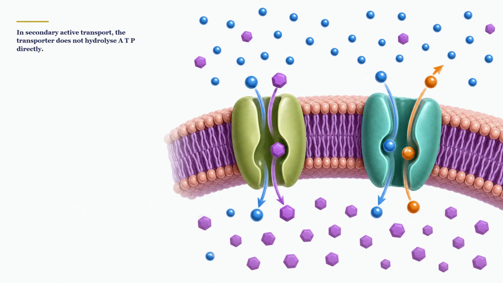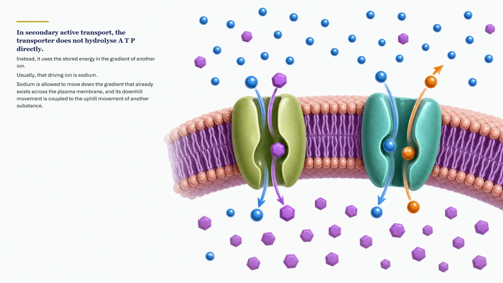In secondary active transport, the transporter does not hydrolyze ATP directly. Instead, it uses the stored energy in the gradient of another ion. Usually, that driving ion is sodium. Sodium is allowed to move down the gradient that already exists across the plasma membrane, and its downhill movement is coupled to the uphill movement of another substance.